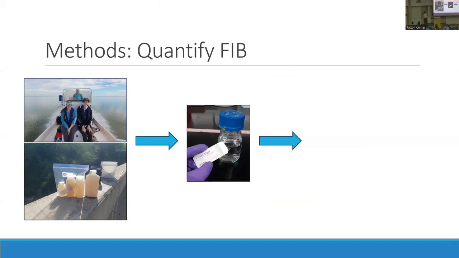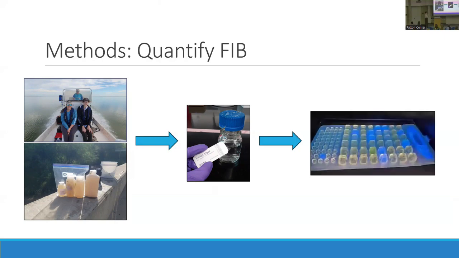And then we do a test called Enterolert on marine water or Colilert on fresh water. We take this little packet here. It's got bacteria food in there. If the bacteria are what we're looking for, that fecal bacteria, they will eat it, they will metabolize it, and then they will glow in the dark. And the ones that glow in the dark, you count the wells and you calculate something called a most probable number, which is just how many bacteria are in 100 milliliters of water.